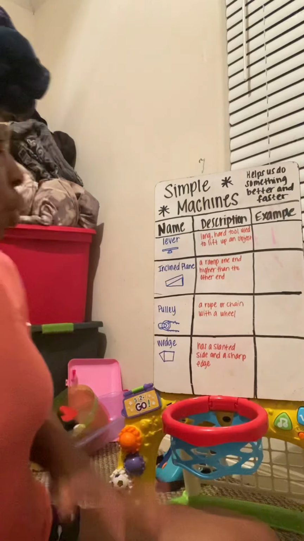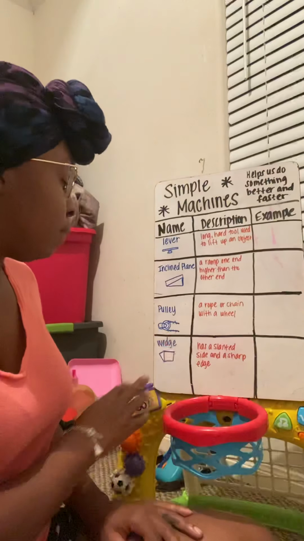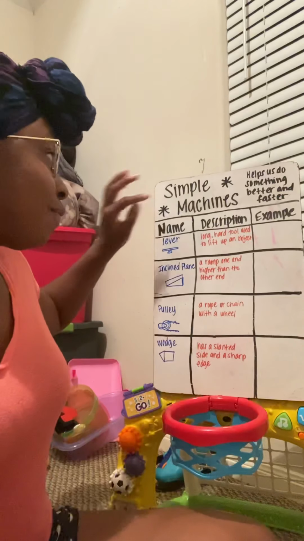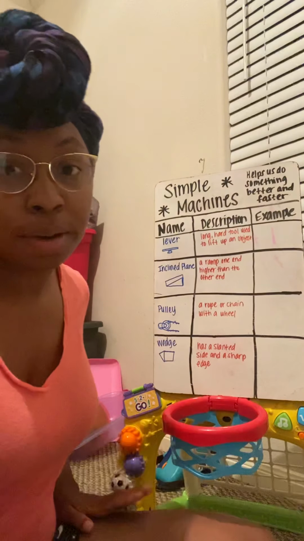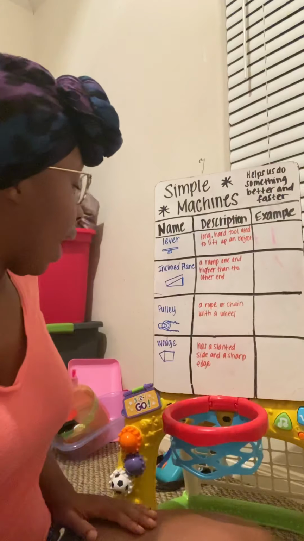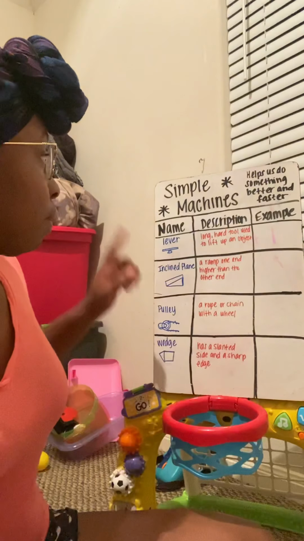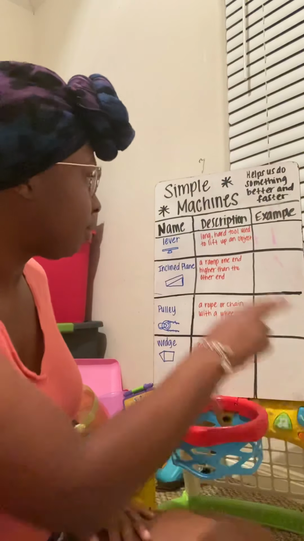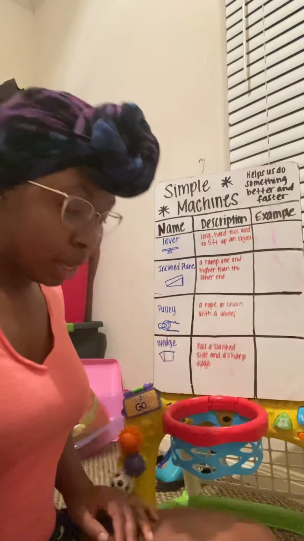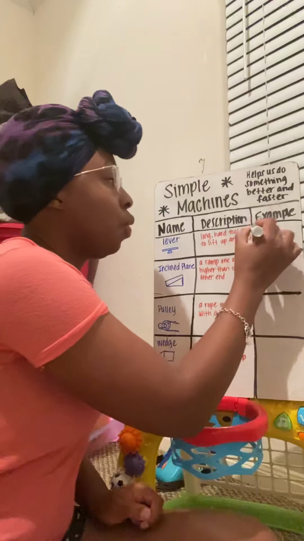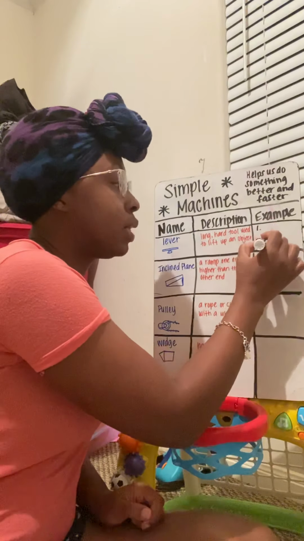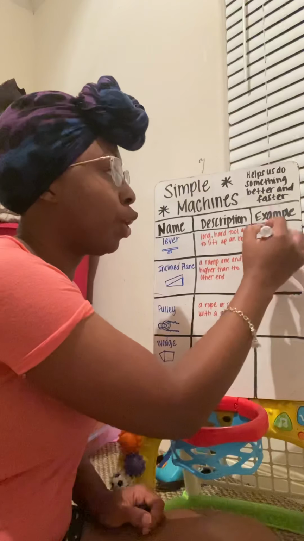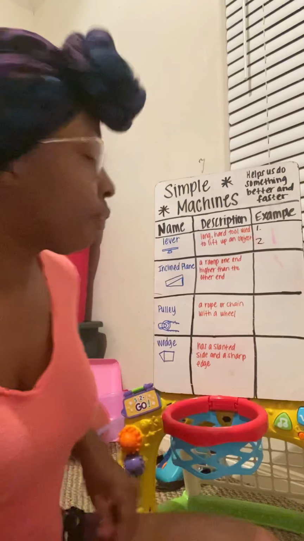And for extra credit, I want you to give me two different simple machines that you don't see listed here, okay? And always keep in mind, put your name on the top of the paper. And like I said, 2 examples. So 1 example here, 1 example here. You can either draw your picture or you can write, okay?